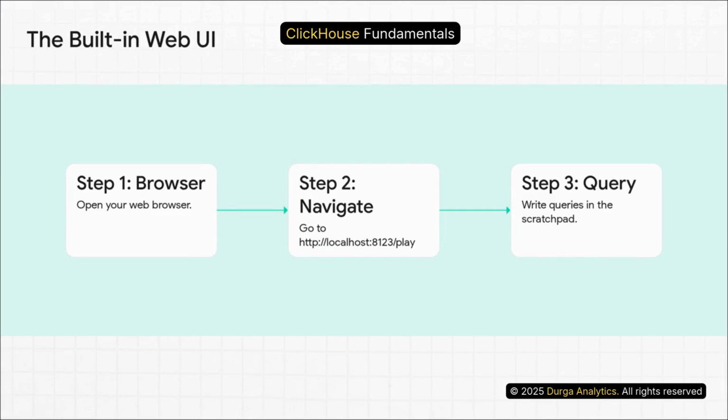One of the coolest things that comes right out of the box is a simple built-in web interface. Seriously, it's this easy. You open a browser, go to your server on port 8123, and add /play to the end of the URL. What you get is a clean scratchpad environment where you can run queries and see the results instantly. It's perfect for quick ad hoc analysis when you don't want to install a full client.